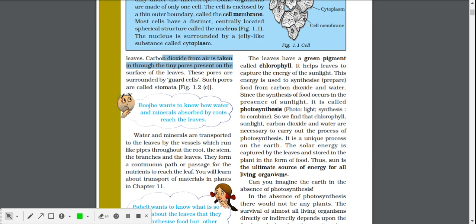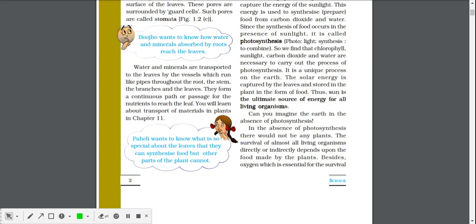Right? Now another question. Bojo wants to know how water and minerals absorbed by roots reach the leaves. So the answer is: water and minerals are transported to the leaves by the vessels, like I have told you just now, xylem and phloem, right? Which run like pipes throughout the root, the stem, the branches, and the leaves. They form a continuous path or passage for the nutrients to reach the leaf, right? So this we will study in chapter 11 in detail. But just remember the two things, xylem and phloem, right?